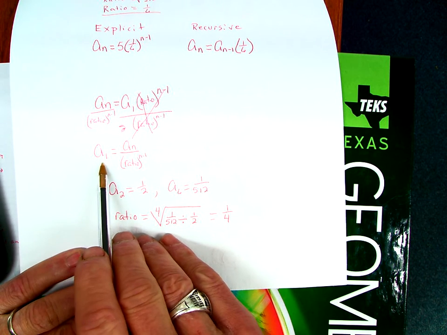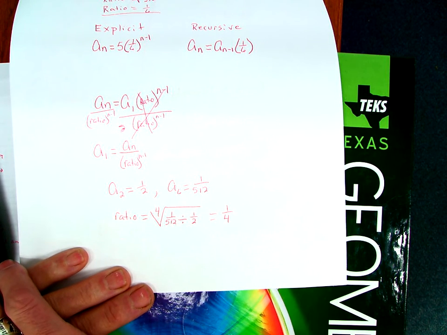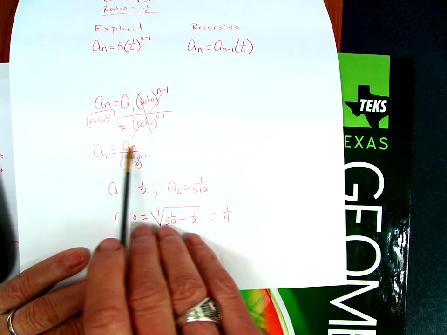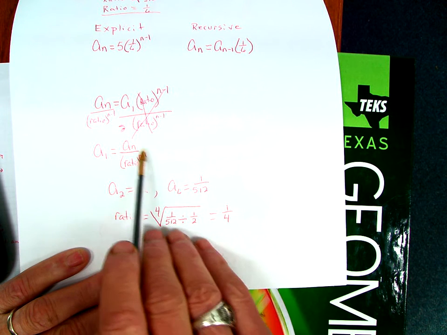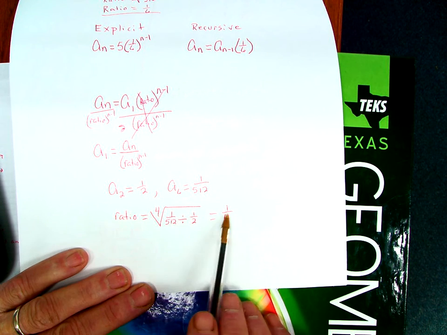Next, I need to solve for a sub 1. What was the first element in this series? I'm going to use this manipulated formula right here. I got it from just the general explicit formula for geometric sequence. I solved it for a sub 1. Here's my ratio.